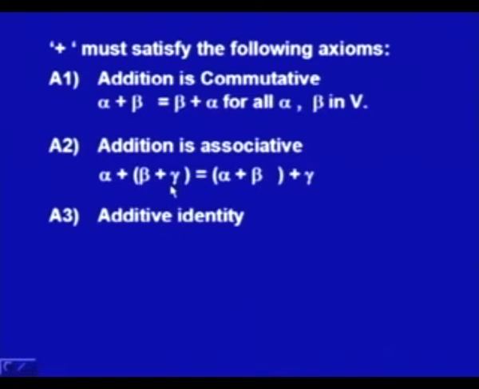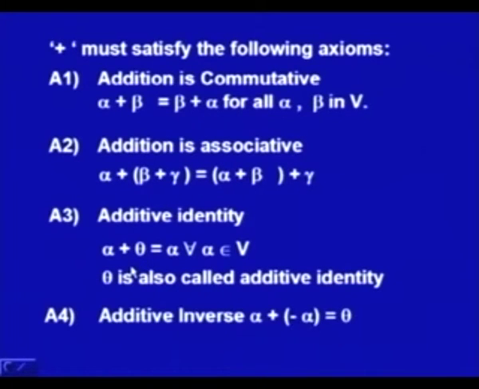The third axiom is that there exists an additive identity in the set V. By this I mean that there exists a member, call it 0, in V such that alpha plus 0 is equal to alpha. That means, whenever we add 0 to anything, that thing remains the same, that is alpha plus 0 is equal to alpha for all alpha belonging to V. Such a vector is called the additive identity in V.